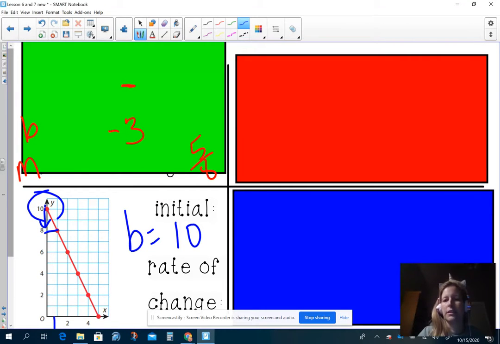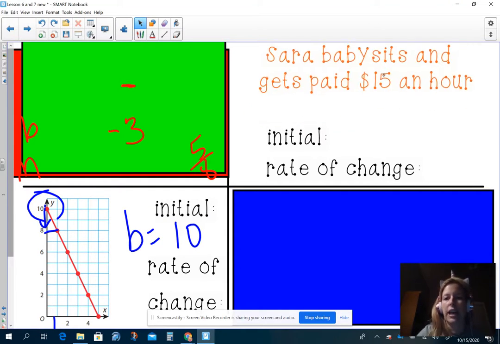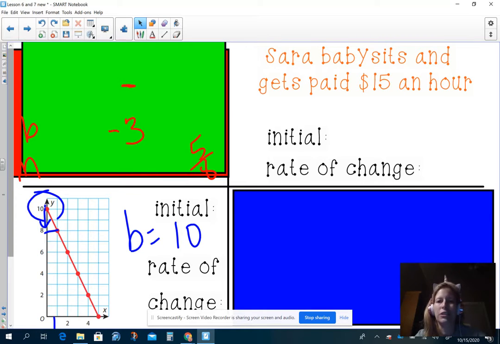How about this word problem. Sarah babysits and gets paid $15 an hour. I want you to tell me the initial value and the rate of change, and push yourself. Go ahead and give me an equation for that too.